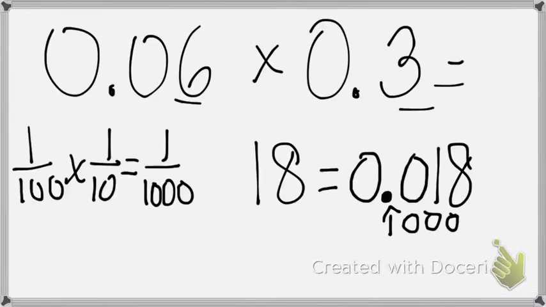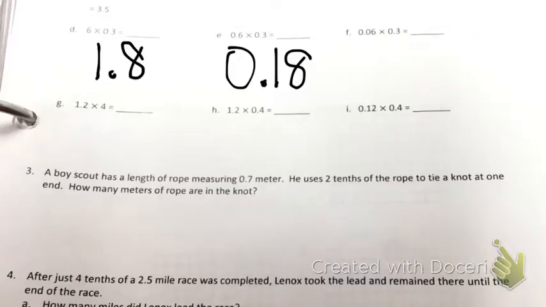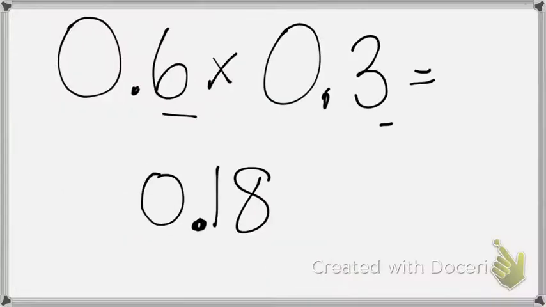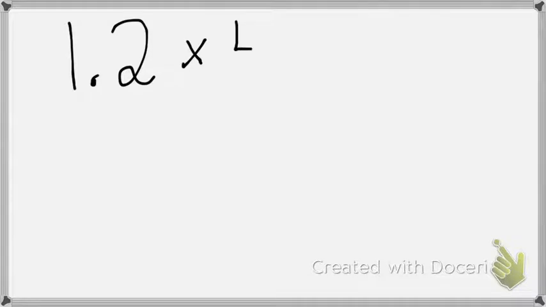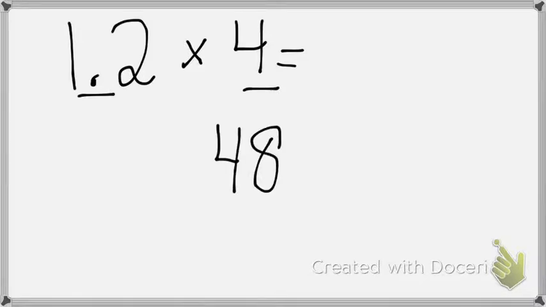Okay? Now, let's take a look at the next one, which is 12 tenths times 4. So we have 12 tenths times 4. So I know that 12 times 4 is what? What is 12 times 4? 48. Hopefully you said 48.